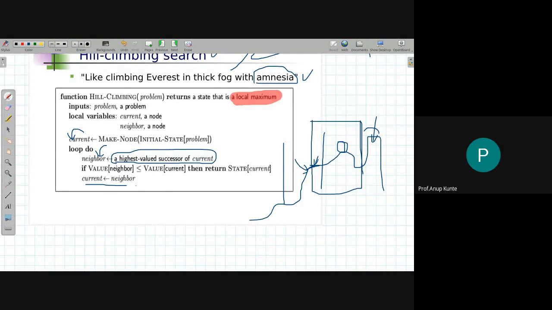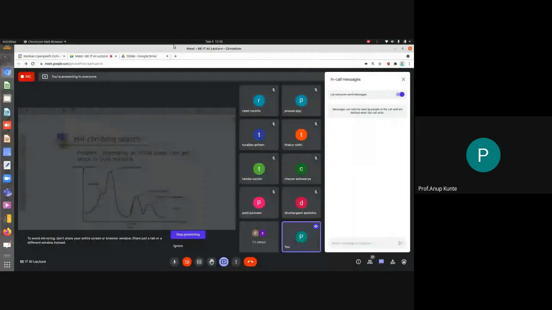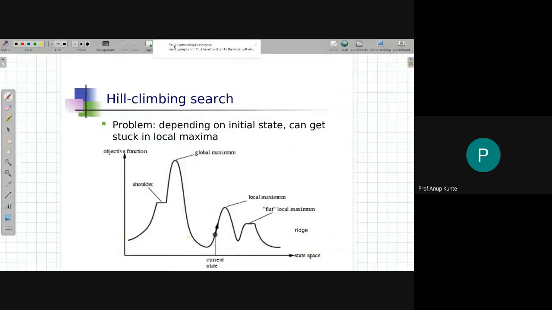I am updating the current node if the neighbor node is better than the current node with respect to a certain criteria which is stored in this value variable. Okay, we will be talking about the rest of the things. Okay, hill climbing search has certain issues.